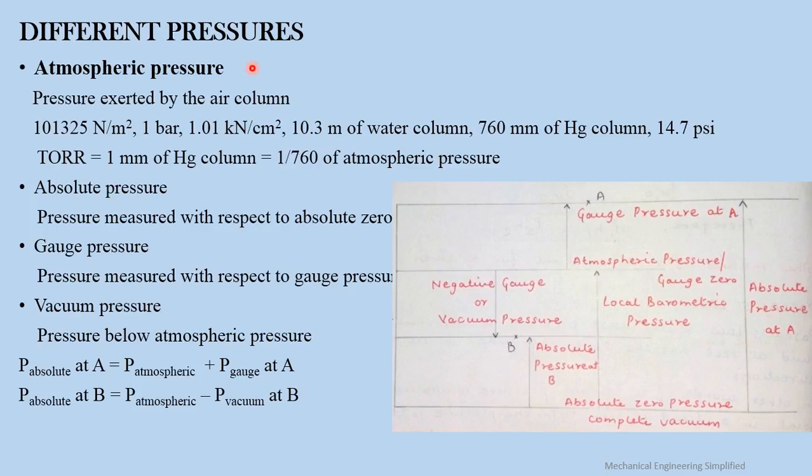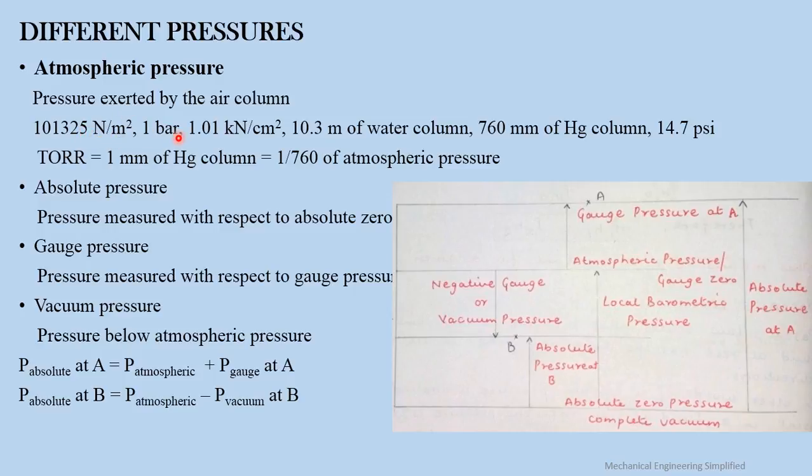Okay. Then we have different pressures. We have the atmospheric pressure, which is nothing but the pressure exerted by the air column. As we are living in an open atmosphere, the pressure that is exerted upon us and upon any object in the atmosphere is known as the atmospheric pressure. It has different units. You can see that the value is 101,325 Newton per meter square. This is also the unit known as Pascal.